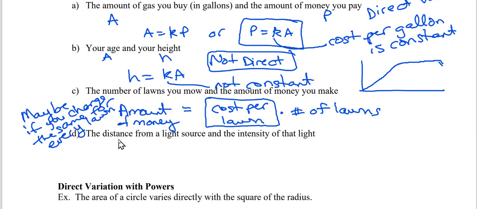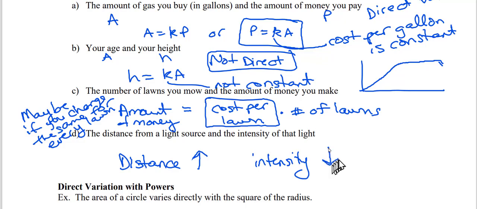Distance from a light source and the intensity of that light. Distance from a light source. Well, what happens in that situation? As you get further away from a light, so as distance goes up, the intensity of that light goes down, right?